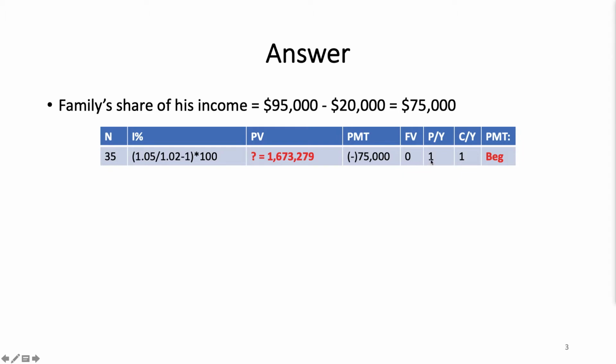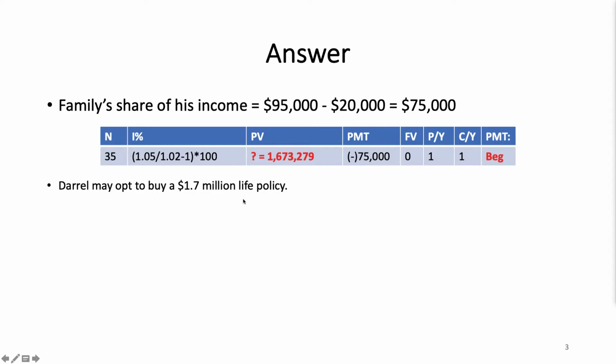We set the calculator PY and CY to 1, and we're doing beginning payments. If he dies, we'd like his wife to be able to take out the first payment right away. After all, his salary would end right away. So Daryl may opt to buy. The answer here is about $1.7 million.